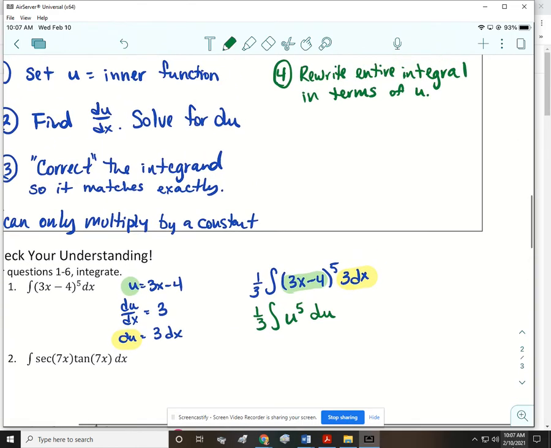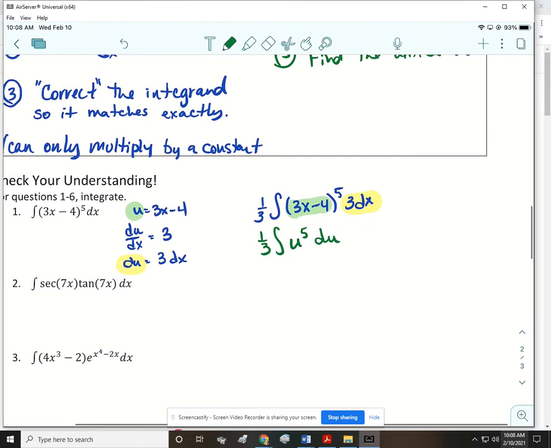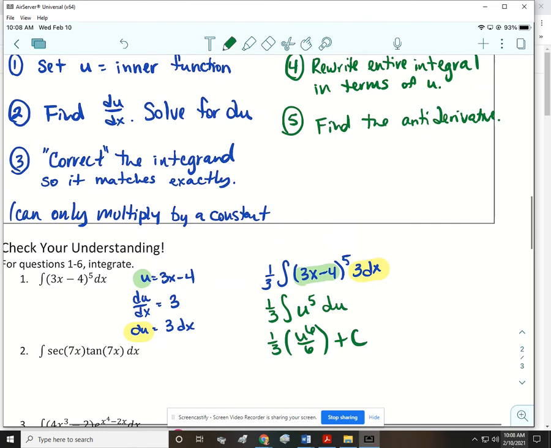All right, the next step is to find the antiderivative. Okay, so that 1/3 is going to hang out. We're going to add 1 to the power and divide by the new power. And then plus c. All right, and then our final step.